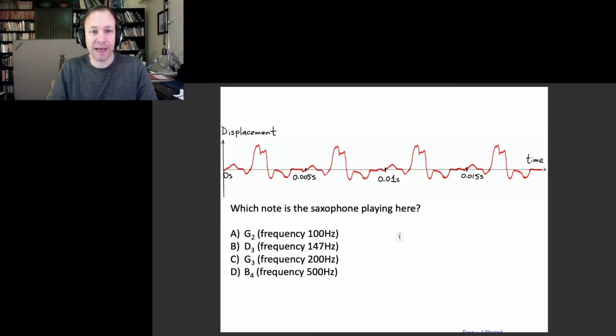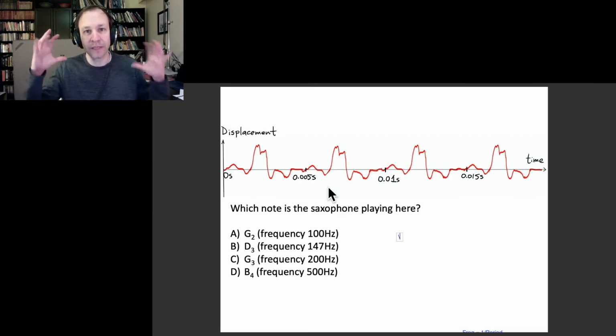So let's have a look at an example question just to give you a simple example of interpreting something from the time graph of a musical note. And so this is the graph of a note that I played on my alto saxophone. And the question is, which note was I playing? And since the graph contains the complete information about the sound, then you should be able to figure out which note it was. So maybe pause the video, read through the choices, and see if you can work it out, and then we're going to talk about it.